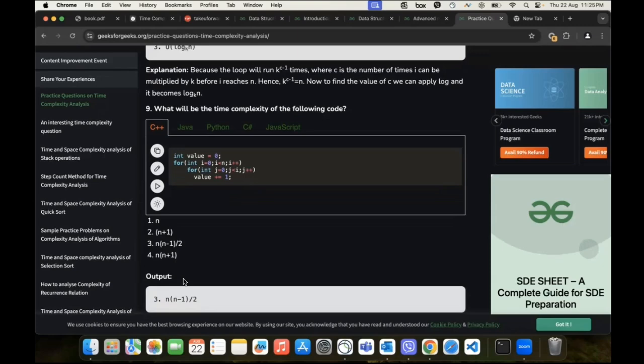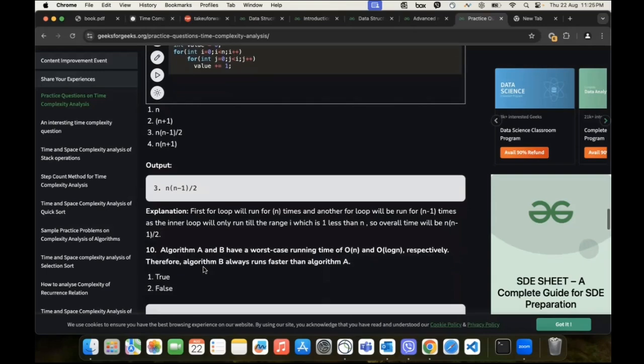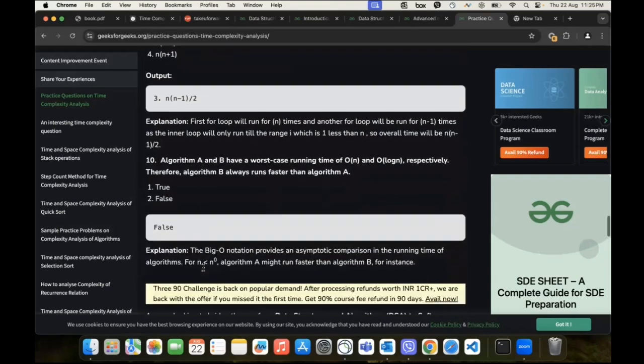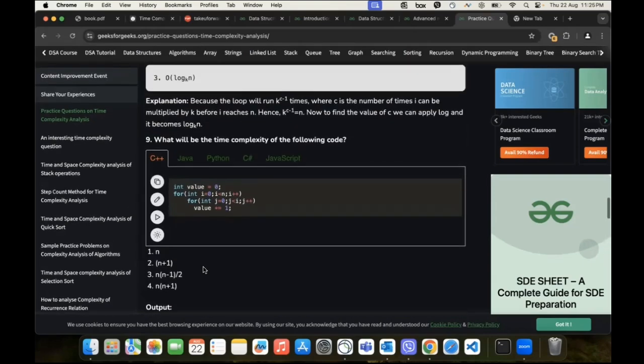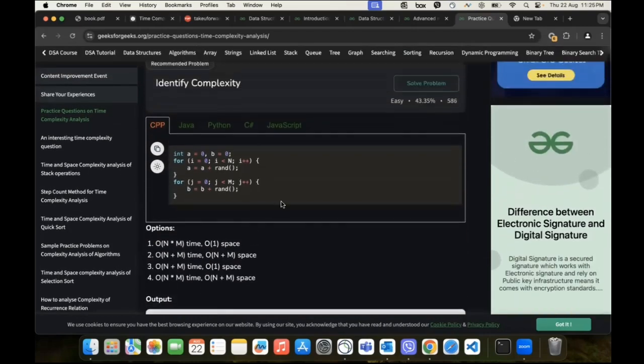If you write the complete series of execution, what will be there? 0, 1, 2 till n minus 1 only. Total number of execution steps. And the order will be n square only, but the total number of execution steps will be n into n minus 1 by 2. Okay, yeah, so this completes today's session.